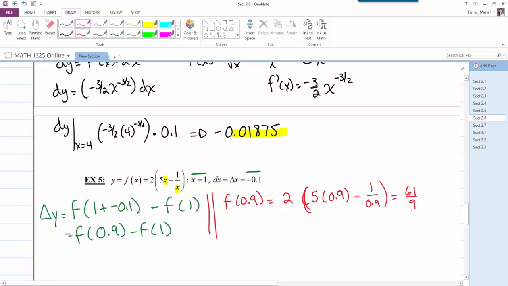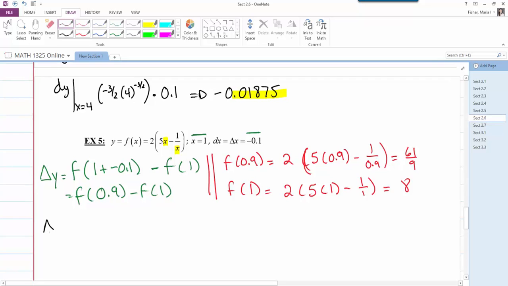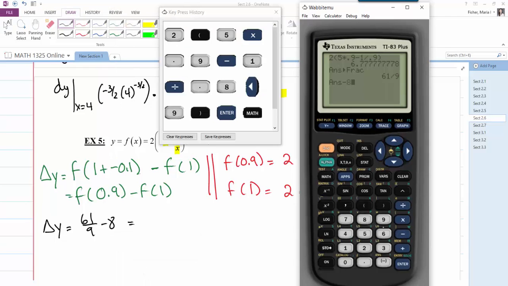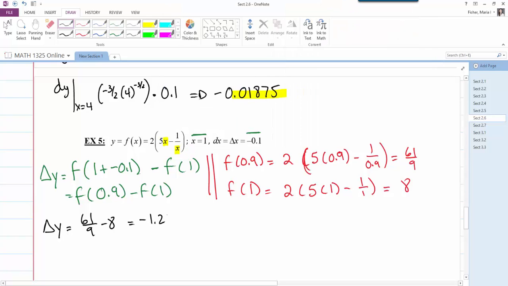All right, now we need to find f of 1. Well, f of 1 is going to equal 2 times 5 times 1 minus 1 over 1. And again, you can grab a calculator, but we don't really need to for this one. We end up with 4 because 5 minus 1 is 4, times 2 is 8. So we end up with 8. So then what is the actual change in y? What is delta y? Well, that's going to equal 61/9 minus 8. And in a calculator, if we figure out what 61/9 minus 8 is, we end up with negative 1.2222.